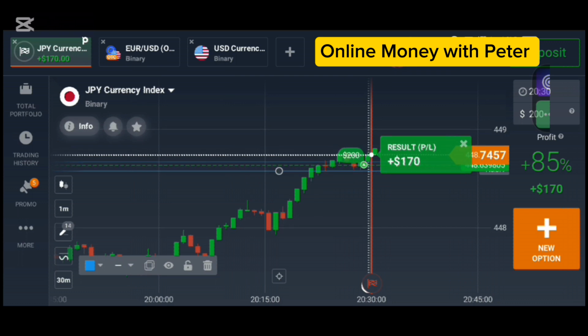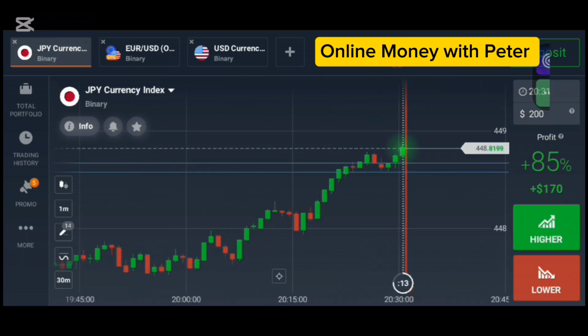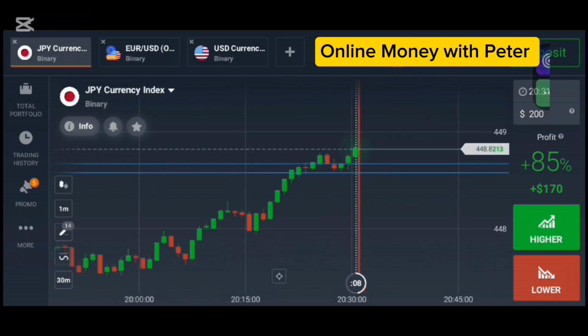All right, so that is how it is when you are trading on an uptrend. When it retraces to a support, and if the trend is strong, it will retrace to a support and then continue the trend. So I've lost one and I've won one.